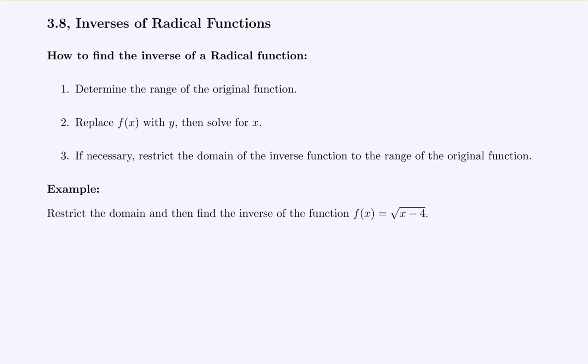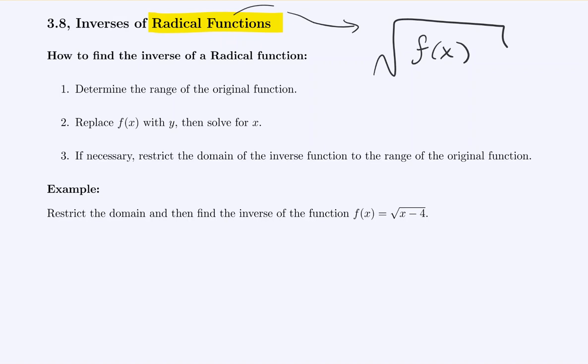Previously, we learned how to find the inverse of a general function given its equation. In this lesson, we are going to focus on how to find the inverse if the equation we are given is a radical function. And by radical function, all I mean is we've got some expression, f of x, that is under a square root. So we're going to learn how to find the inverse functions for things that look like this.